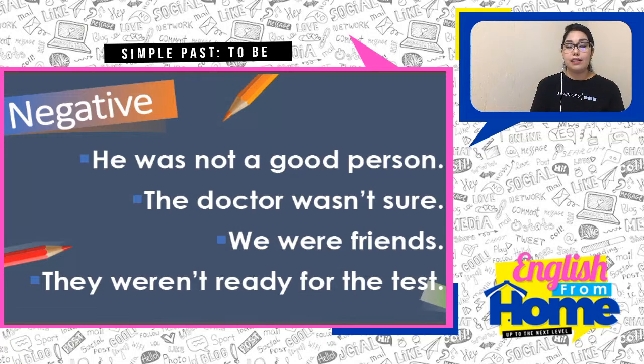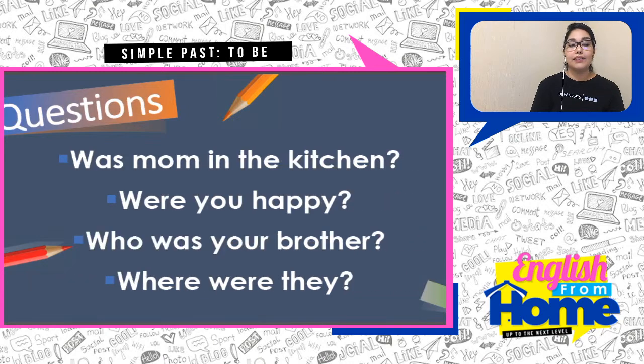Then we have "We were friends. We're not friends anymore." And "They weren't ready for the test." Again, we have a contraction for "were" and "not," "weren't." This is in the negative. Let's go with the questions.